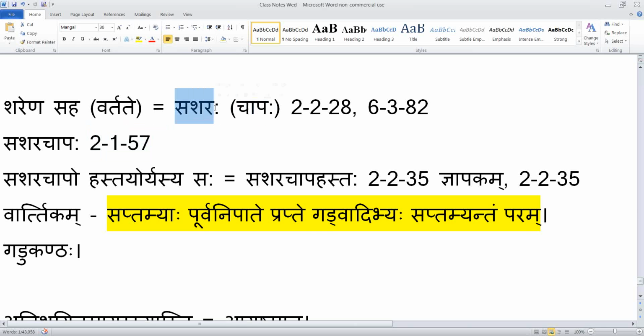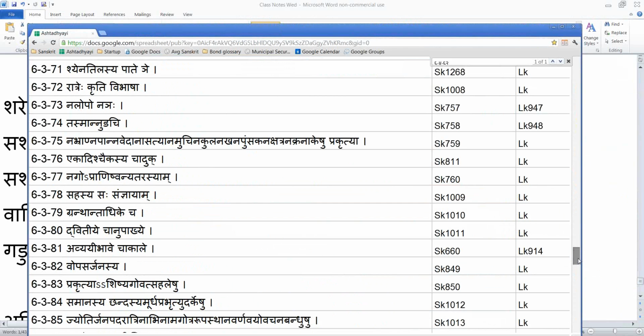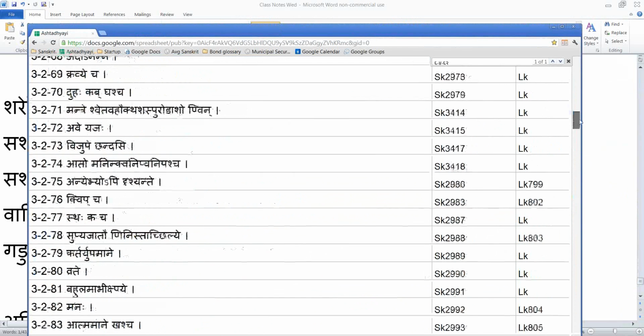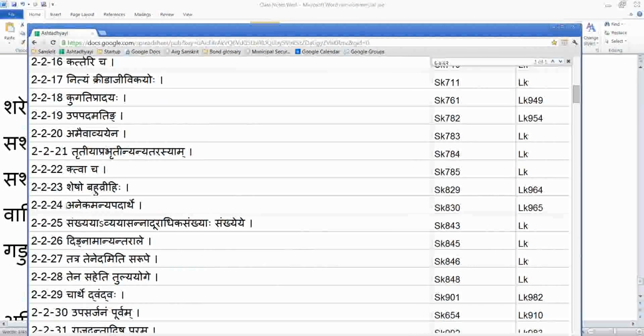And then we can make another bahuvrihi compound sashara chapo hastayor yasya saha, in whose hands there is this bow with the arrow. So that's the final. Now, normally by the sutram anekamanya padarthe, when you form bahuvrihi compound, the terms of the bahuvrihi compound have to have samanadhikaranyam. They should be referred to the same thing. But if that is the case, what I'm talking about is 2.2.24 anekamanya padarthe.